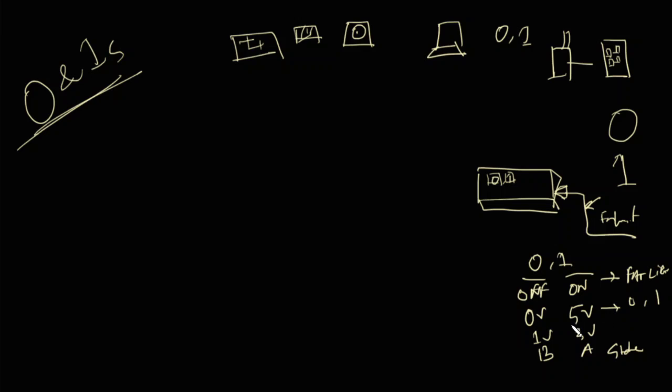That 5 volts is 1, 0 volts is 0. In a similar fashion, in any other part of your computer, if one voltage is 3 volts and another is 1 volt, it can also be told as 0 and 1. So how are these things happening?